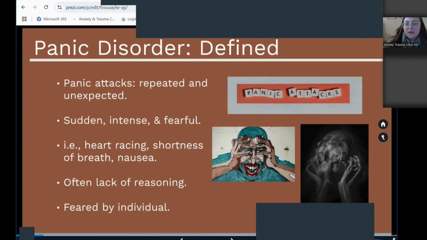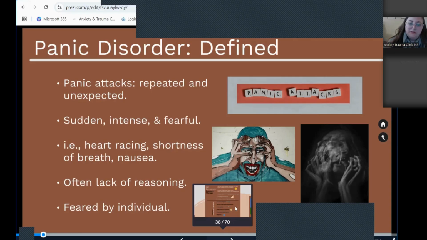So it isn't unheard of, though, also to experience these panic attacks with a really clear trigger, right? And that could be in addition to those that are unexpected. So there might be a trigger. It might be being in crowds, for example, which we'll discuss. But sometimes there is that lack of reasoning. And in general, the individual continues to be fearful of having a panic attack.